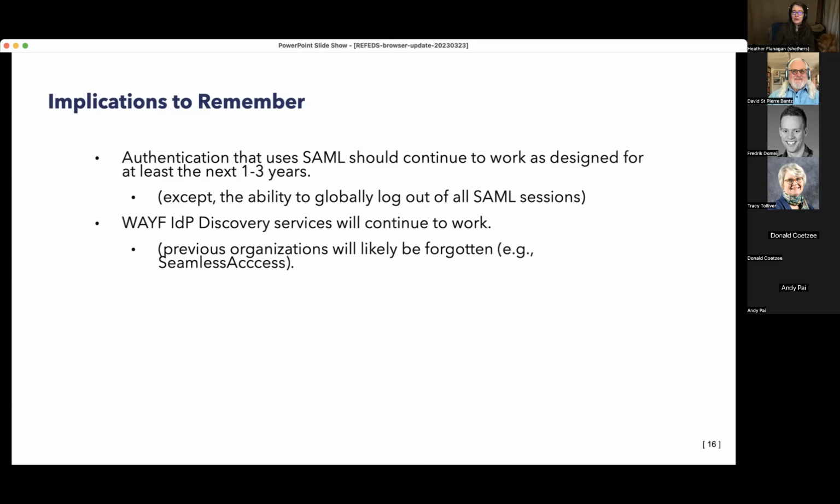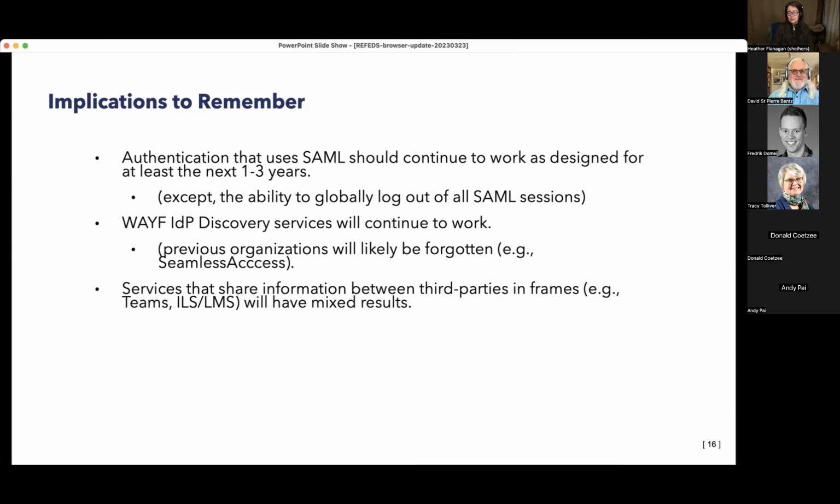Next thing to remember, that the where-are-you-from identity provider discovery services will also continue to work. This is something the Seamless Access project, which is becoming increasingly popular in higher ed, relies on. It will continue to work, but what won't work is if your discovery service is trying to record in your browser's memory what IDP the user has chosen to try and make the next step through. You come back, and rather than go through the full discovery process again, it says, well, you chose this one before. Storing that information to be applicable across multiple sites, that's not going to work.